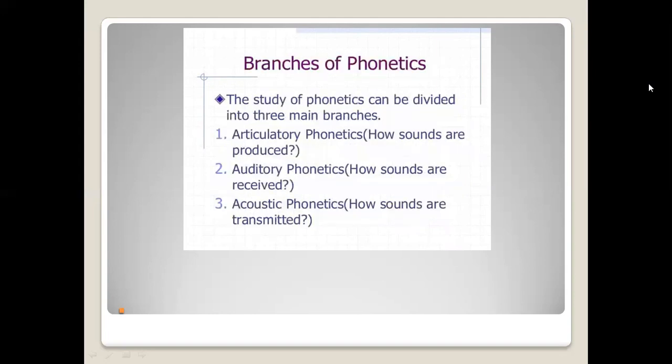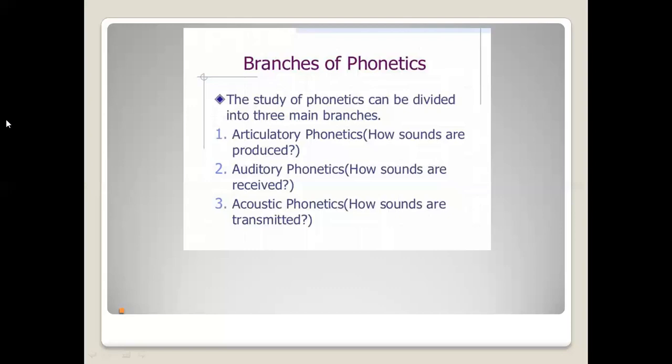Now, there are different branches of phonetics. The study of phonetics can be divided into three branches. One is articulatory phonetics. Articulatory phonetics means how sounds are produced. The next one is auditory phonetics. Auditory phonetics means how sounds are received. And the next branch of phonetics is acoustic phonetics. Acoustic phonetics means how sounds are transmitted. So under the branches of phonetics, how sounds are produced is articulatory phonetics, how sounds are received is auditory phonetics, and how sounds are transmitted is acoustic phonetics.